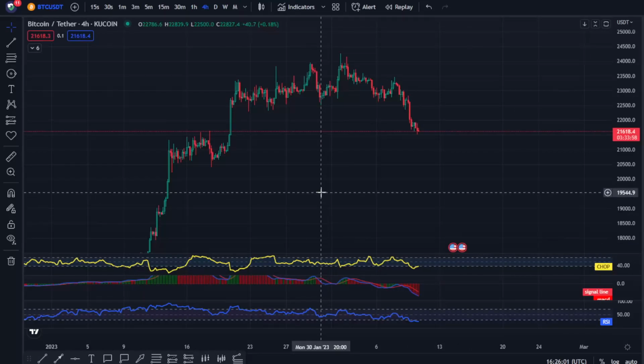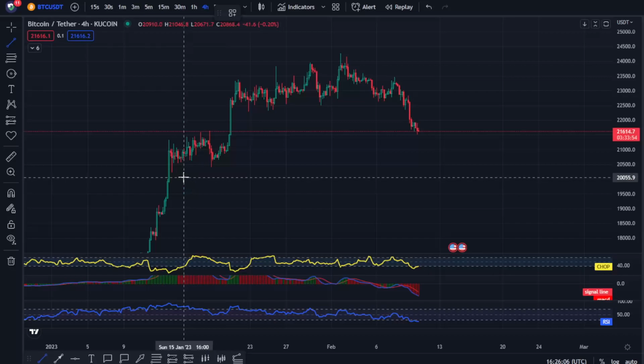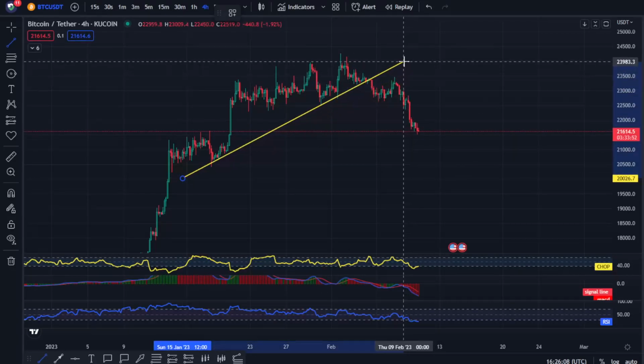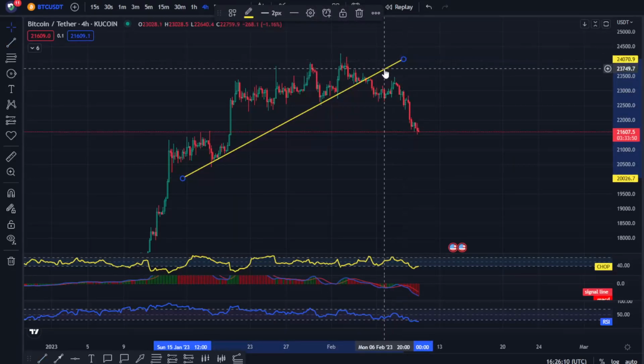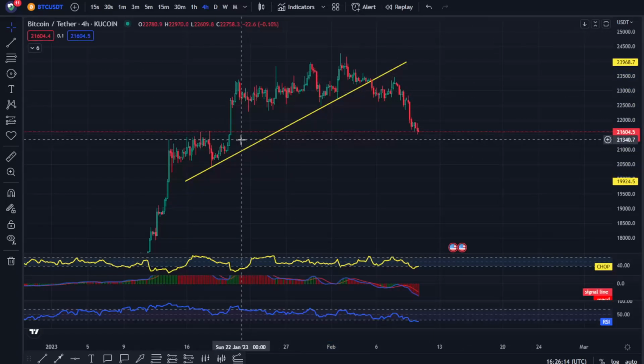Let's start by checking the current situation on the BTC pair to USDT, taking into account the 4-hour interval. First, we will use the yellow line to mark the local uptrend line from which the price went down.